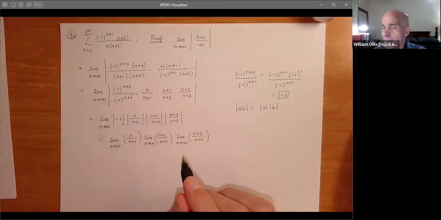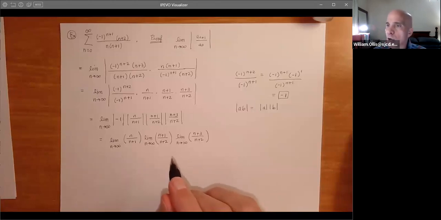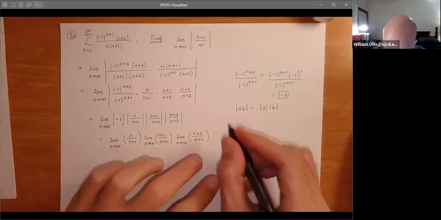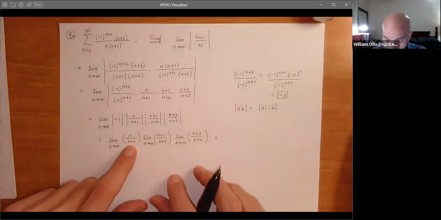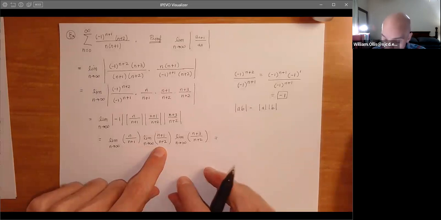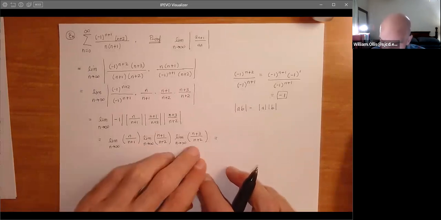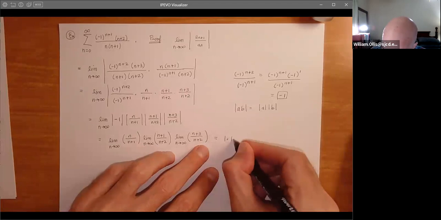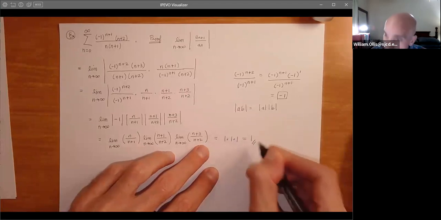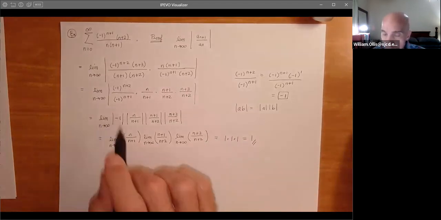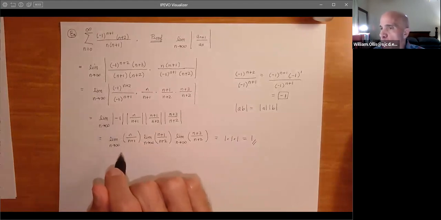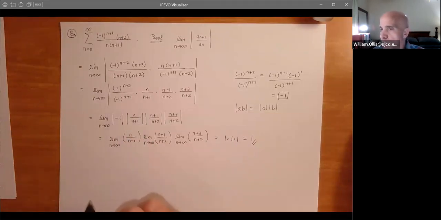Just like in calculus one, when you did Riemann sums, it's the same thing. There's absolutely no difference. You do all of that multiplying and make three or four mistakes and get the answer wrong. So don't do it. So now we've got, again, ratio of leading coefficients, one. Ratio of leading coefficients, one. Ratio of leading coefficients, one. So we get one times one times one. Well, that's one, okay?